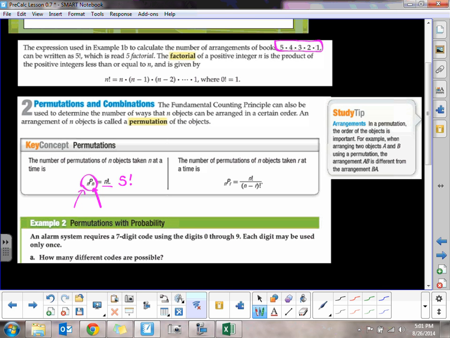What we can do, though, is sometimes we don't want to take all of the objects in our set. So the number of permutations of n objects taken r at a time is given by this. This is our permutation of n things taken r at a time. It's n factorial all over n minus r, in grouping symbols, factorial. What this is saying is we don't want to use every single member of our object set. We want to use a subset of them. So if we have 12 objects, maybe we only want to use 3. If we had 15 objects, use 14.